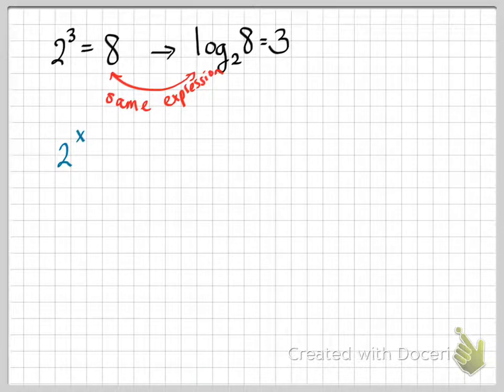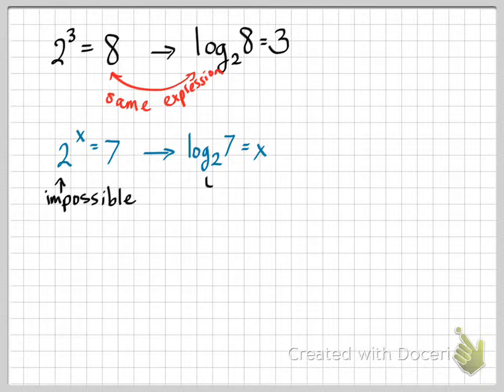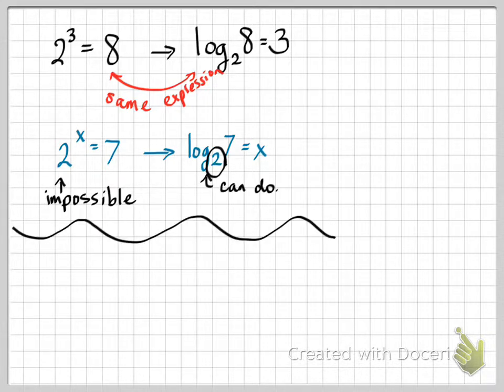Let's try 2 to the x equals 7. Now here's the advantage to logs. I can't really guess what x would be, because all I know is that it's between 2 and 3. But if I write this as a log, I would say that the log base 2 of 7 equals my exponent, and this is very exciting because I take an impossible expression to work out in a reasonable amount of time, and I turn it into something that I can calculate.